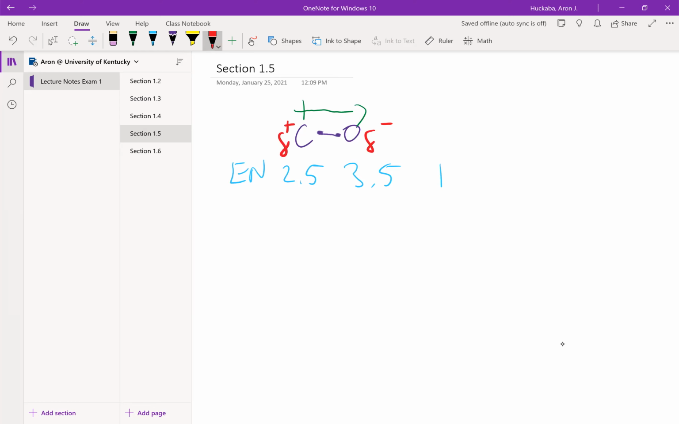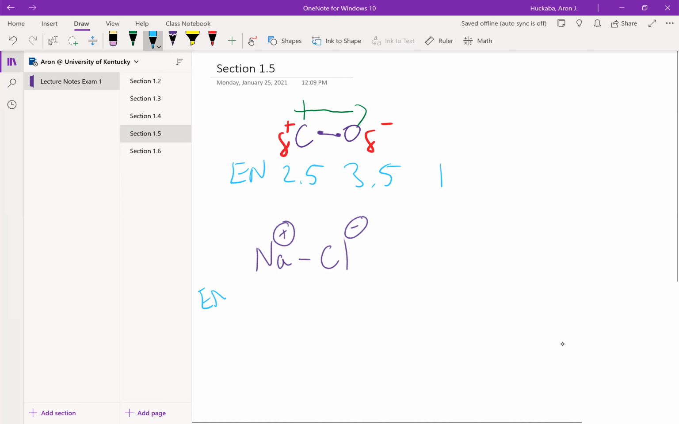Now, we can have an even larger disparity in electronegativity, such as between sodium and chlorine in common table salt. If you remember from general chemistry, sodium has a full positive charge and chloride has a full negative charge because it's ionic bonding. It's ionic because the electronegativity of sodium is 0.9 and of chlorine is 3. That's a 2.1 difference, and that tells you that certainly there's a full charge on both atoms.